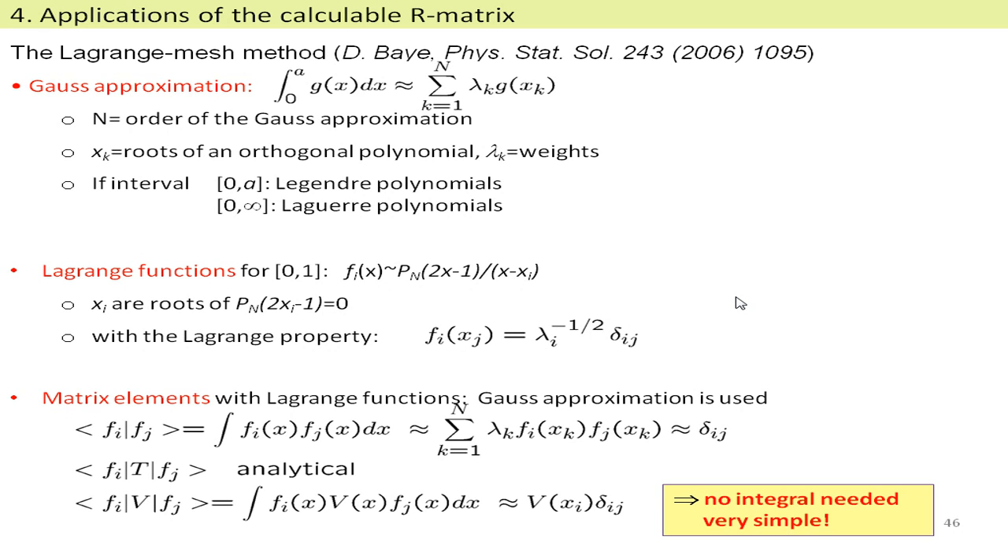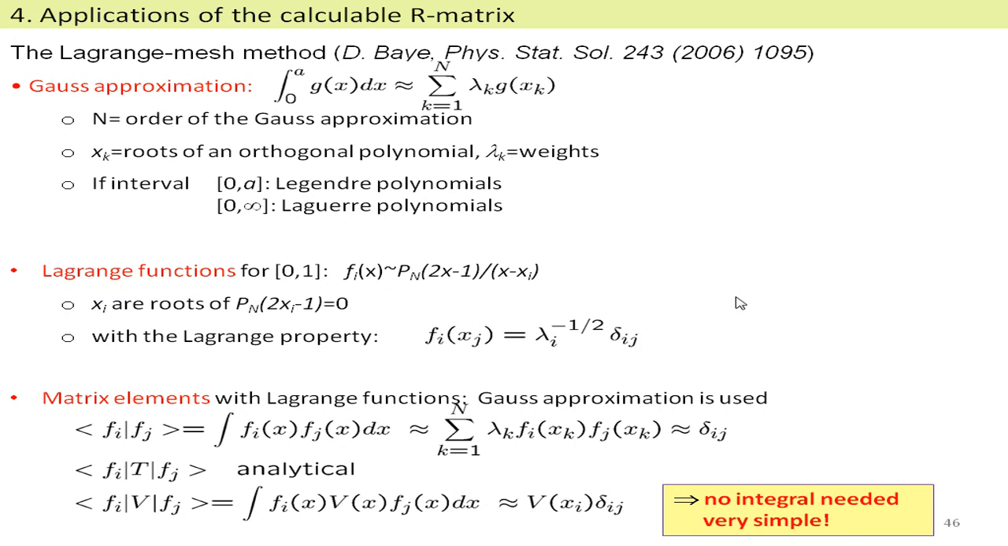So let's take an example with the overlap. The overlap of two functions is defined by the integral of these two functions. And now if you use the Gauss approximation here, you have a sum over k of this expression. And now with the Lagrange property, you easily find that this overlap is delta ij. So you don't have to compute the overlap. You know that at the Gauss approximation it is 1 or 0.